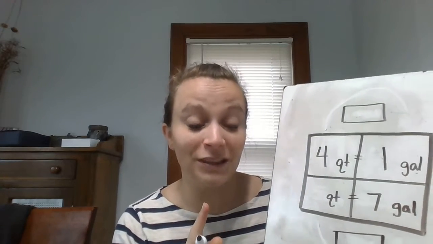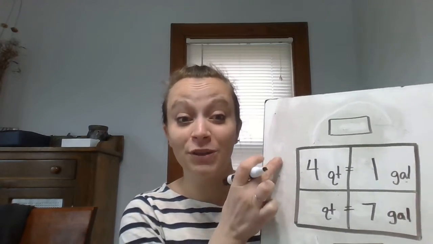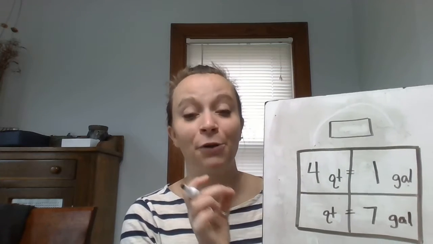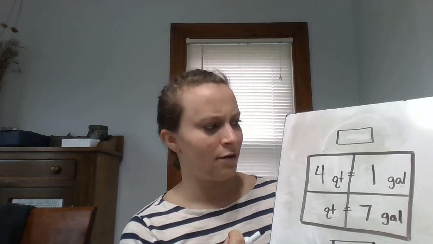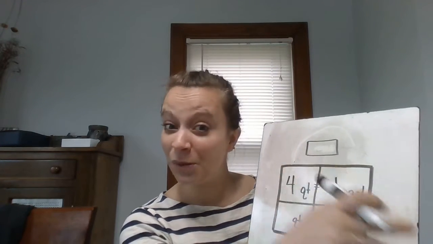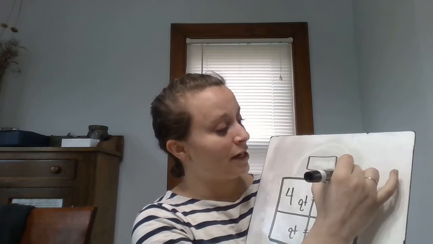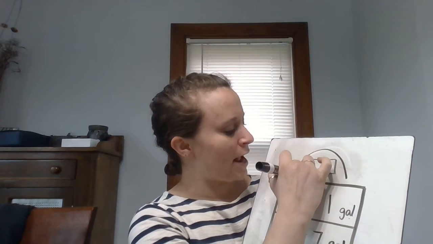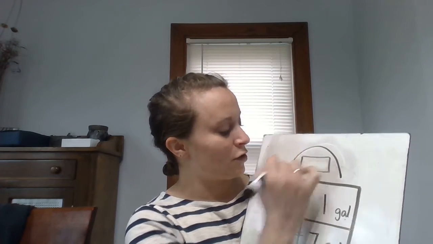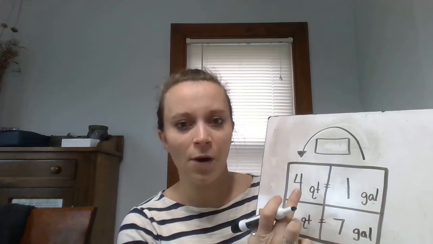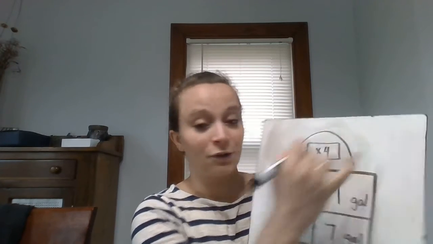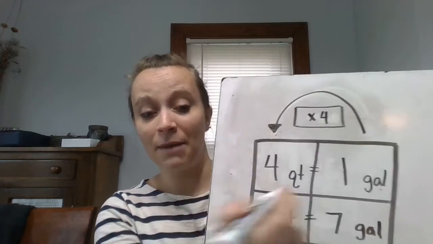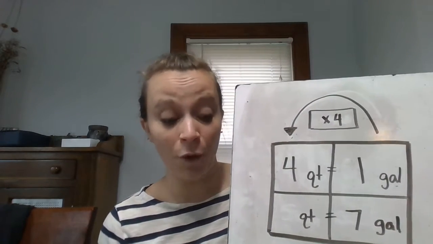So the next one says to find the rule using the top number. Remember, the arrow always goes away from the 1. Wait a minute, my 1's on the right side now. So now my arrow's going to be going backwards. How do we get from 1 to 4? Well, that's easy. We just say times 4. So the rule goes in that bubble, and my arrow goes away from the 4.